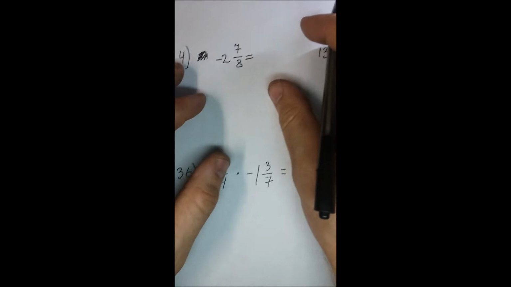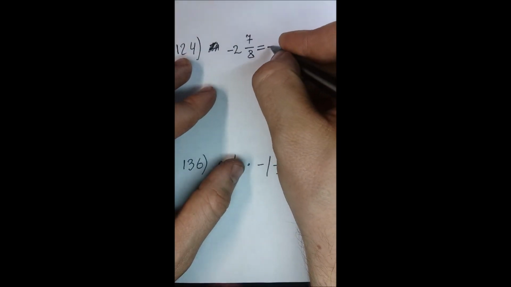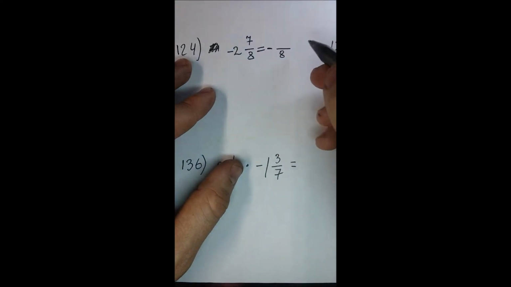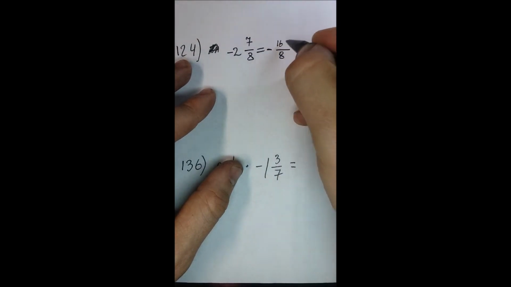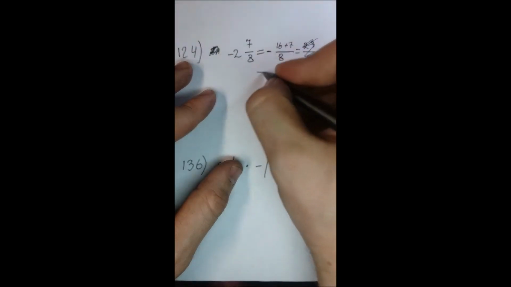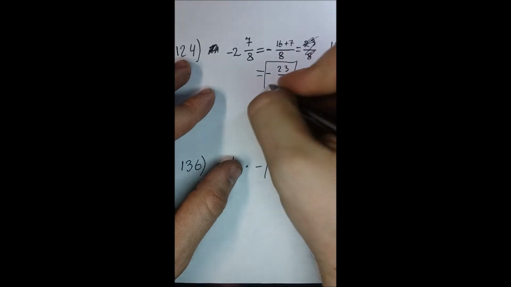Let's do it one more time. Negative 2 and 8 over 7. The answer is still going to be a negative number, with the 8 in the denominator. So now let's double check here. 2 times 8 is 16, plus 7. 16 plus 7 is 23. So the answer is going to be 23 over 8. And just kidding, I forgot the negative. So the answer is going to be negative 23 over 8. Okay?